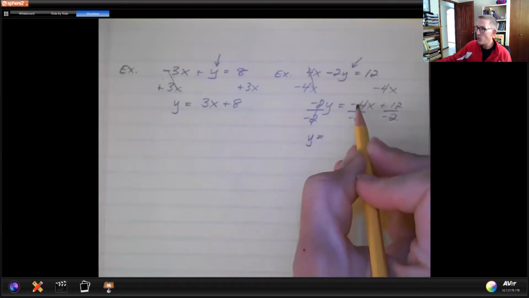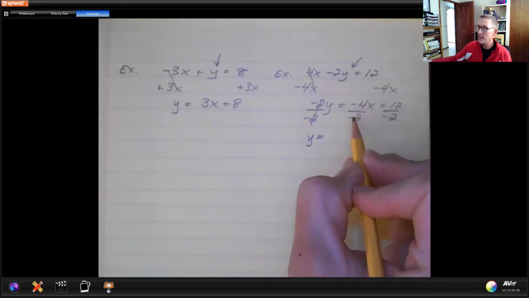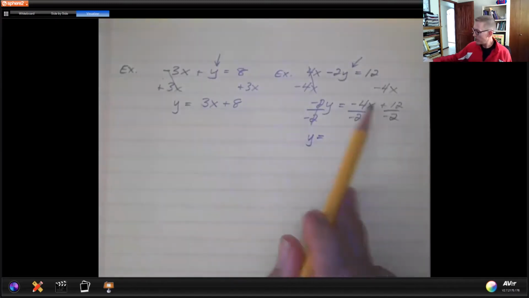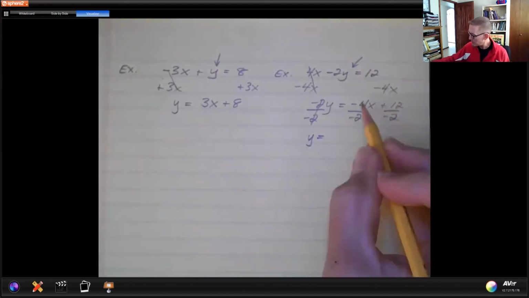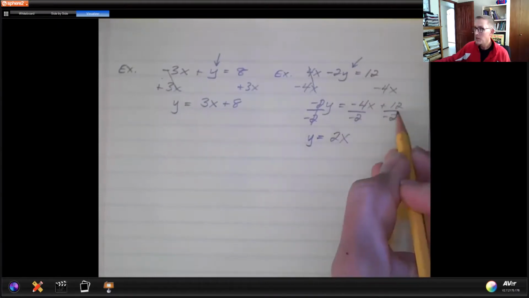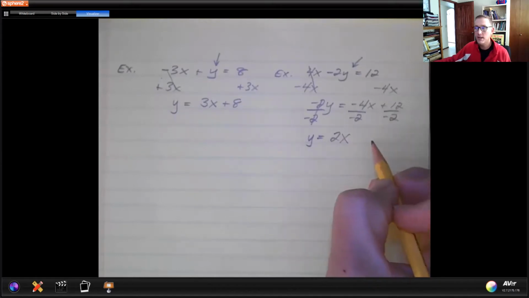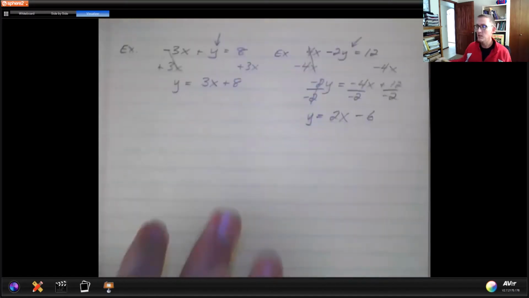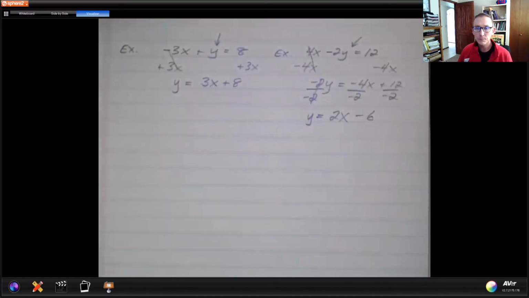I have a negative 4 over a negative 2. This is 2 negatives in a fraction, and this is 4 divided by 2. So 2 negatives makes this positive, and 4 divided by 2 is 2x. And then over here, I have 12 divided by negative 2. That has 1 negative in the fraction. And so that's going to give me negative 6. So 2 examples there of getting y alone.